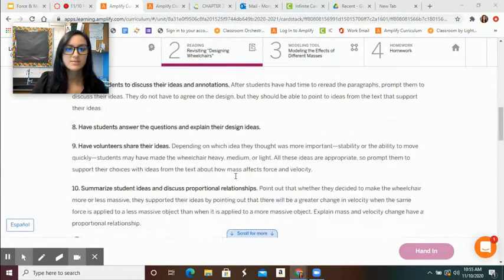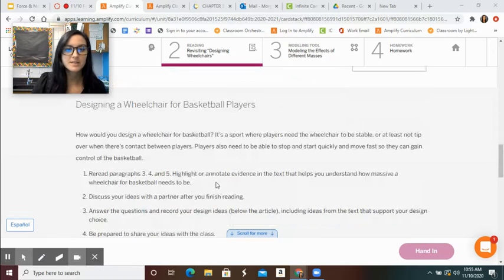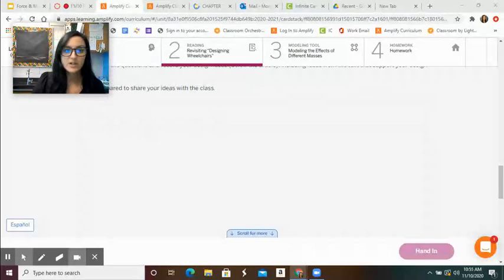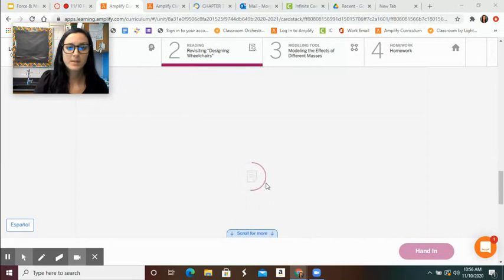Down here, once you scroll down, you're going to see that there's an article titled Designing Wheelchairs. This has to do with our topic because they talk about masses of wheelchairs and how there are different wheelchairs for different functions. Obviously, some people can't walk, so they use a wheelchair to get around, but some people who also can't walk or have issues with mobility, they have them for playing basketball, racing, rugby, all these different things.